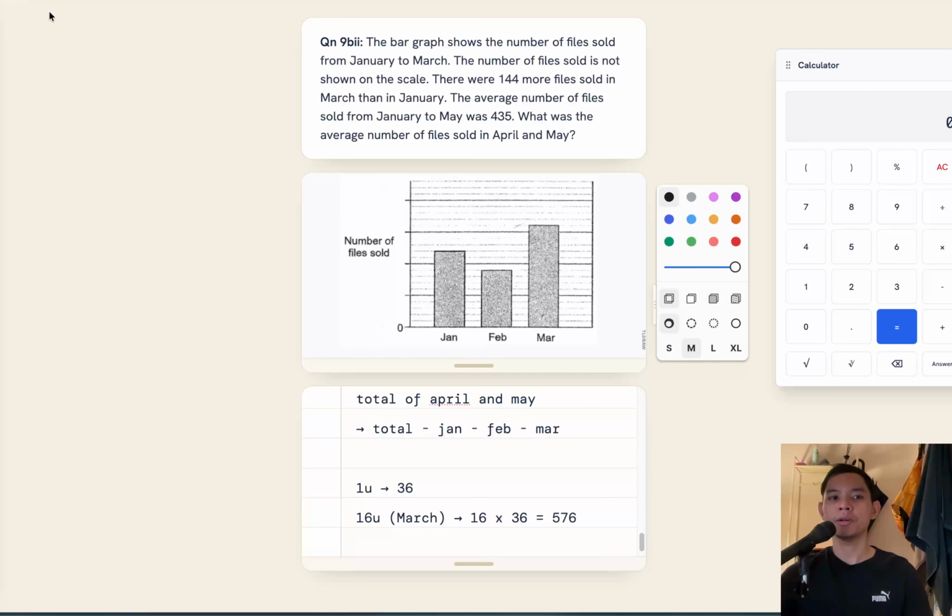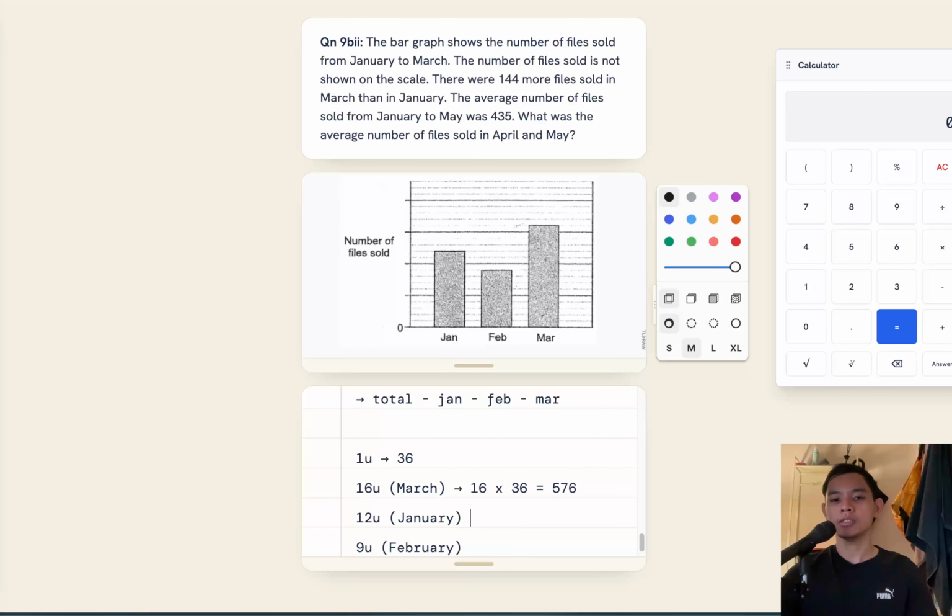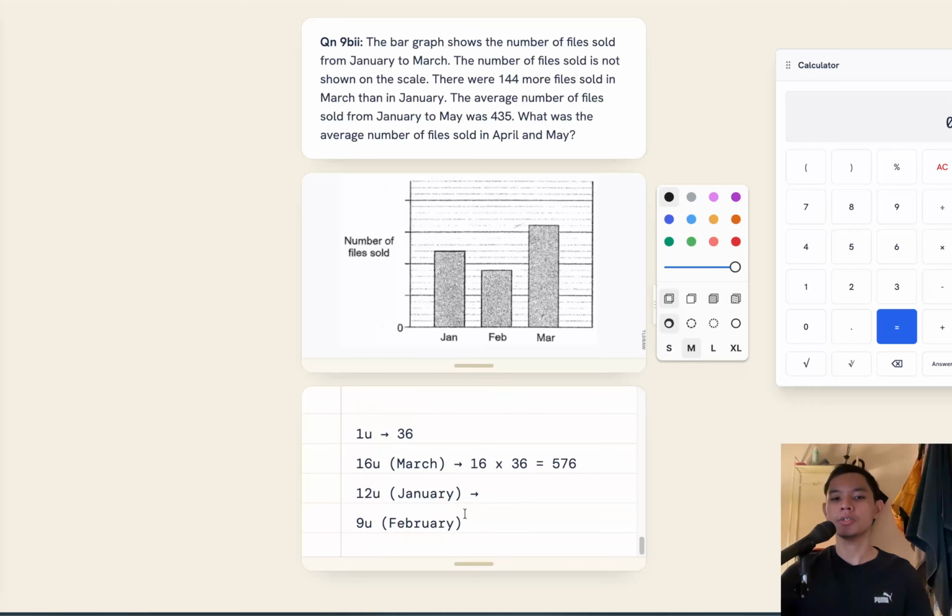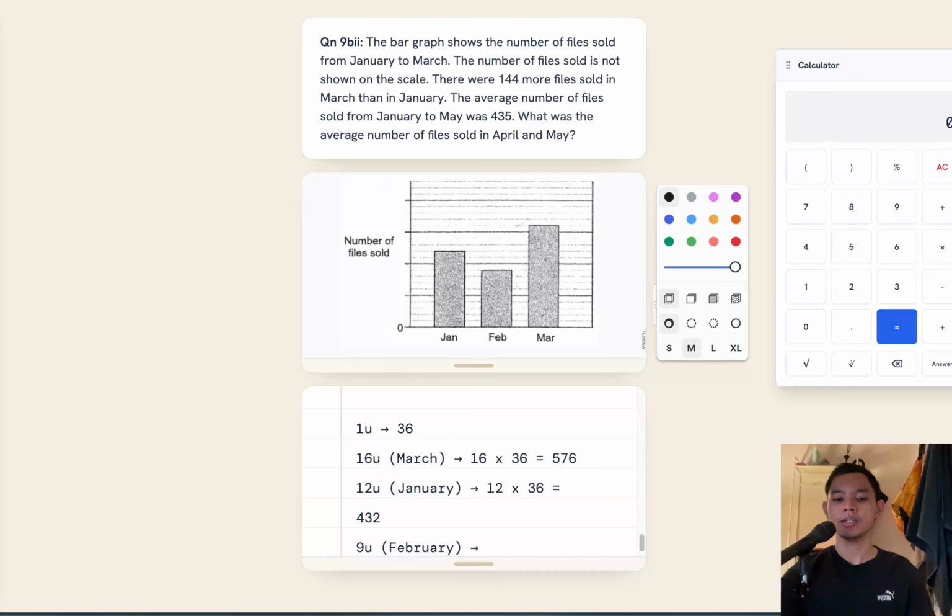And we also know March is 16 units. Then what about January and February? January and February are, according to this, 12 units and 9 units. So we can just add them up. So 12 times 36 will give us 432. For February, it's basically 9 times 36, which will give us 324.